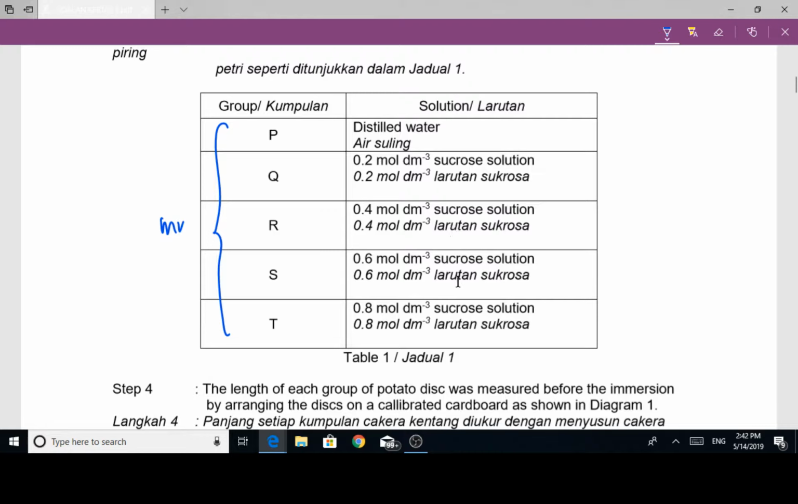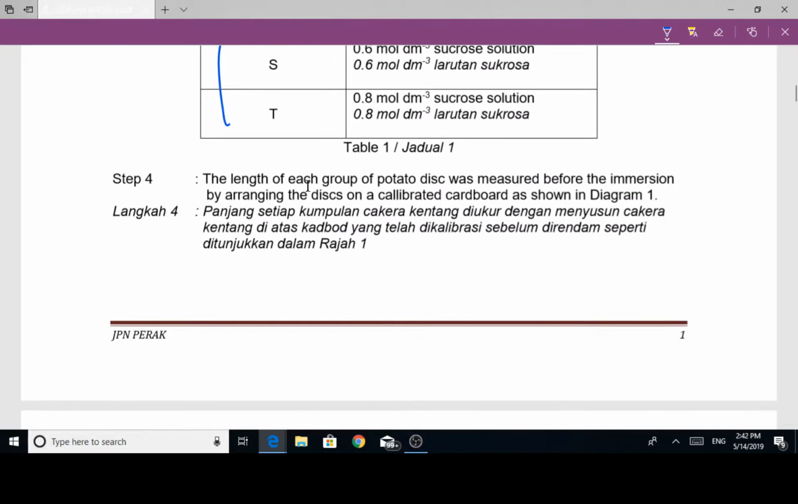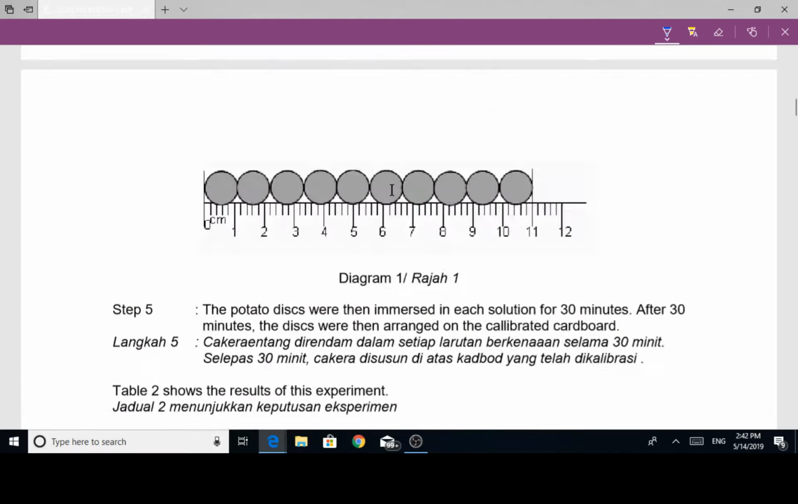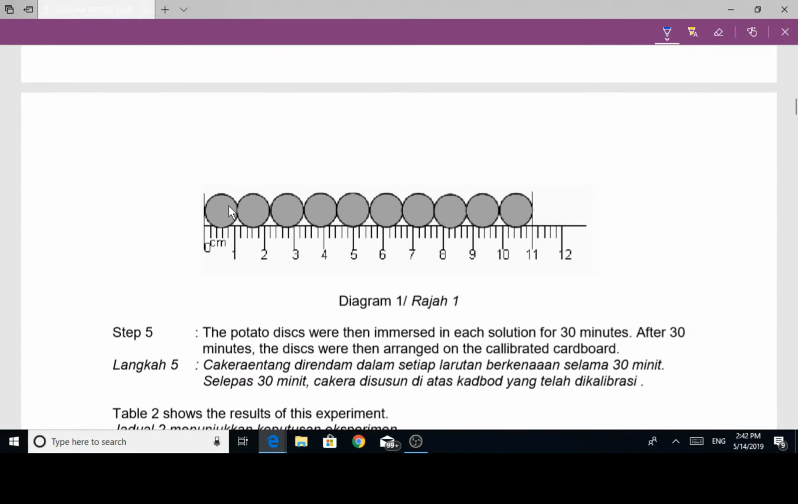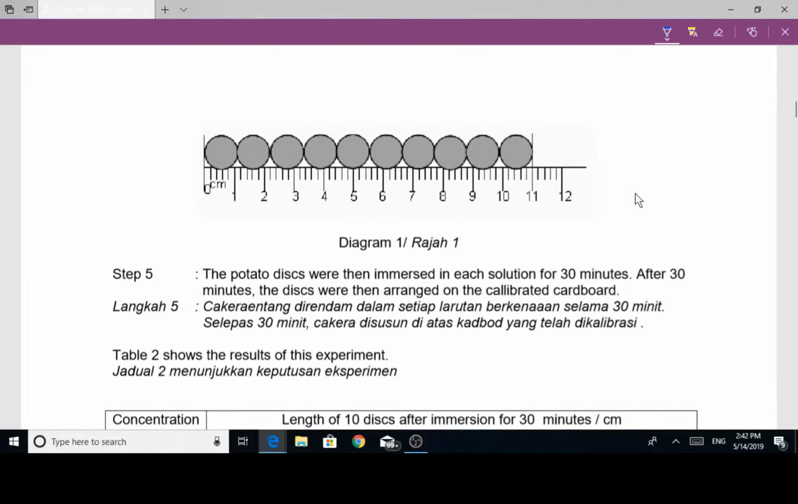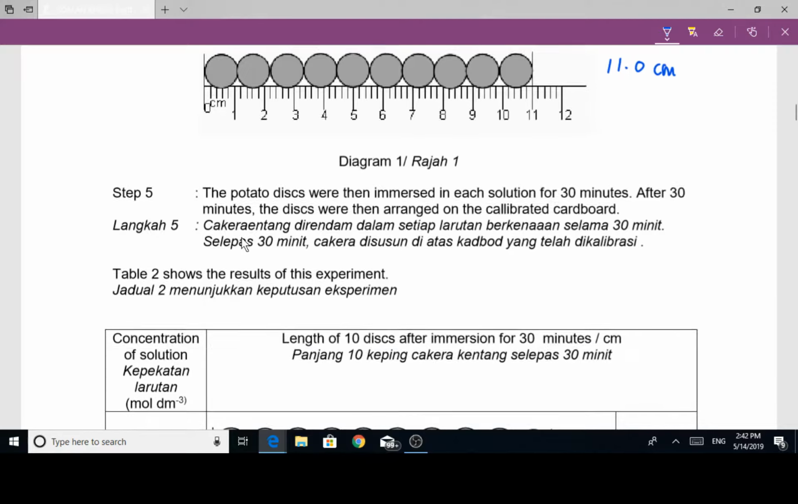Alright, the first one being the distilled water, followed by 0.2 mole per decimeter cube sucrose solution, 0.4, 0.6, and 0.8. Then step number 4, the length of each group of potato discs was measured before the immersion by arranging the discs on a calibrated cardboard as shown in diagram 1. Alright, so you have 10 potato strips altogether. They are arranged side by side. Then you take the measurement. So this is 11.0 centimeter. So number 5, the potato discs were then immersed in each solution for 30 minutes. I see a figure here right now. It should be the CV.